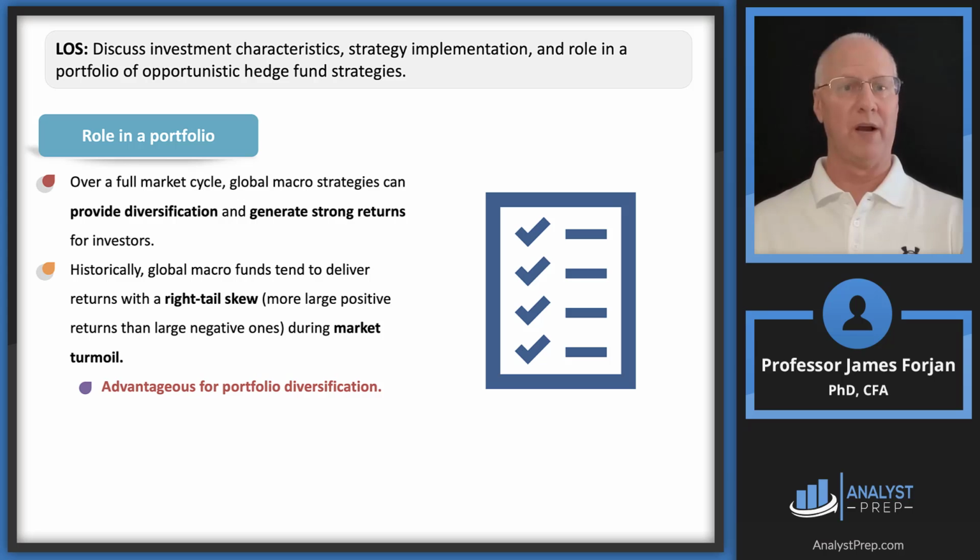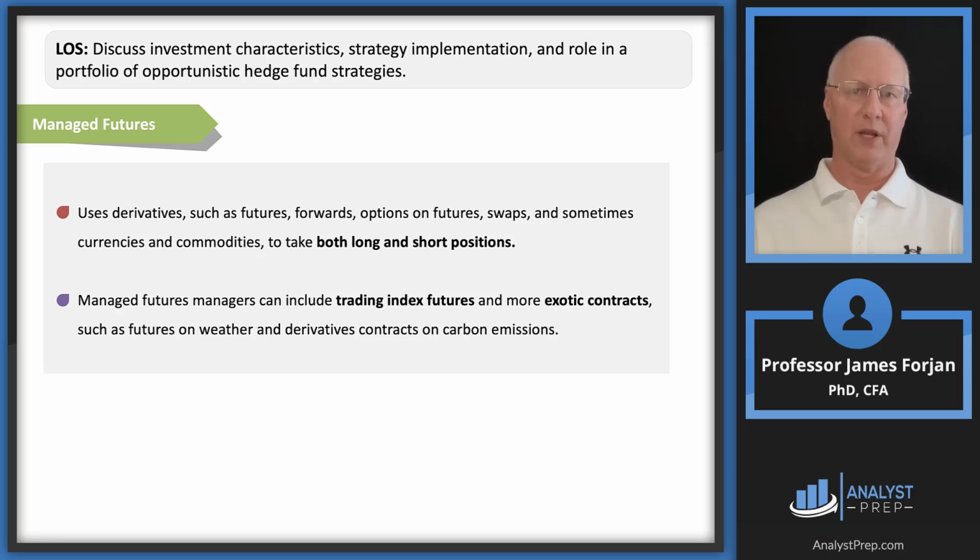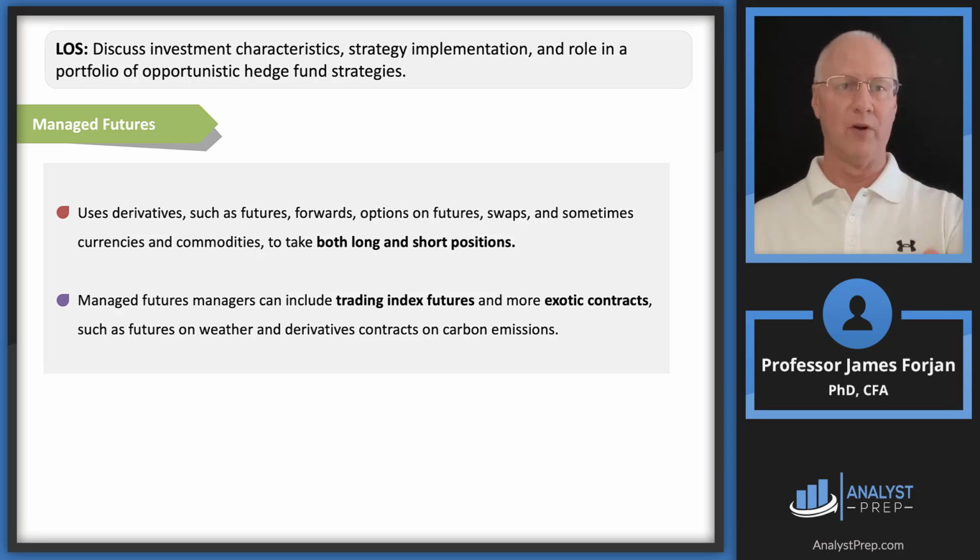Why are we doing this? Provide diversification. Generate strong returns. I mean, that's probably the goal in every one of these hedge fund strategies. Some can be more successful than others. What are we worried about? Boy, we're more worried about generating large positive returns than we are worried about large negative ones during a market turmoil. And so that probably lends itself to portfolio diversification. All right, so that was the first opportunistic.